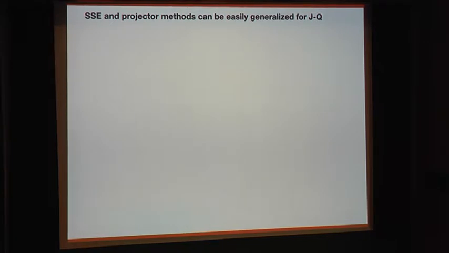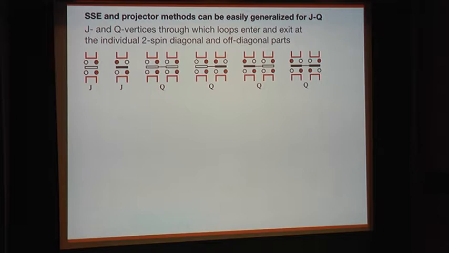If we think about how to do the simulation for these JQ models, it's actually very easy to generalize from the SSE or projector methods I already discussed for the Heisenberg model, because these Q terms are built up out of singlet projectors as well. For the Heisenberg model, we have this type of vertices as we discussed last time. And now for the Q2 term, which has 4 spin interactions, two singlet projectors, we have this diagonal vertex here, a mixed diagonal, off-diagonal vertex, 2 of them here, and a completely off-diagonal vertex. And here I show how the loops will go when they encounter these vertices. So technically it's very similar to implement.